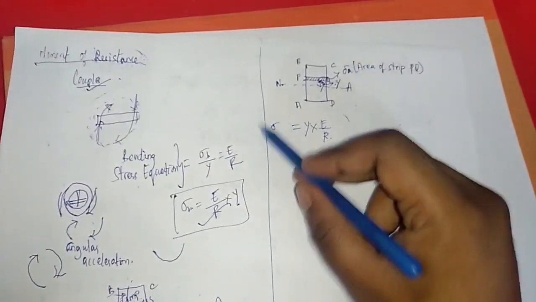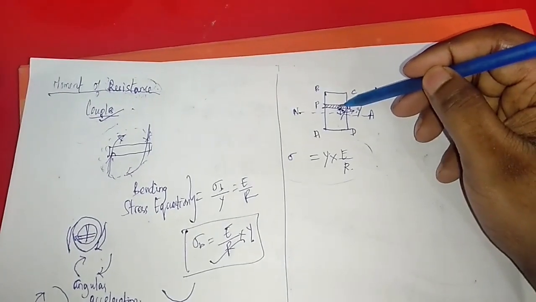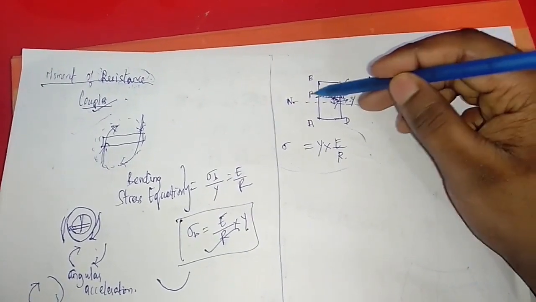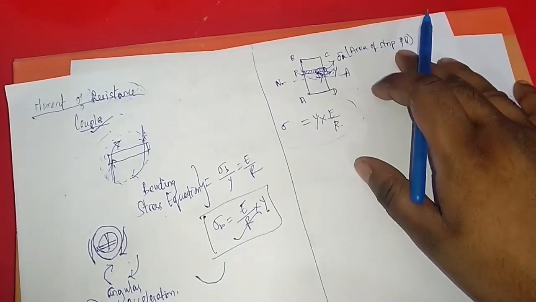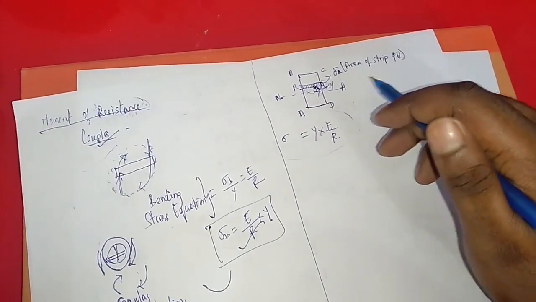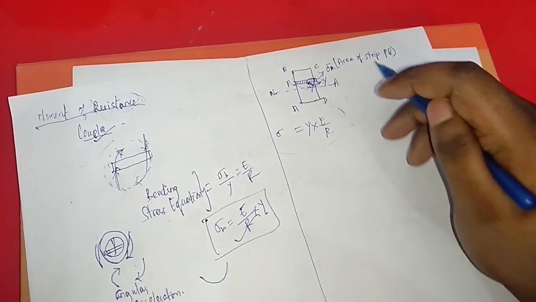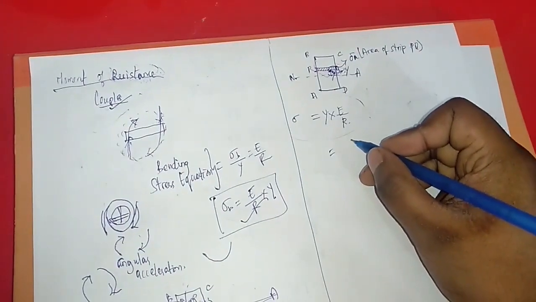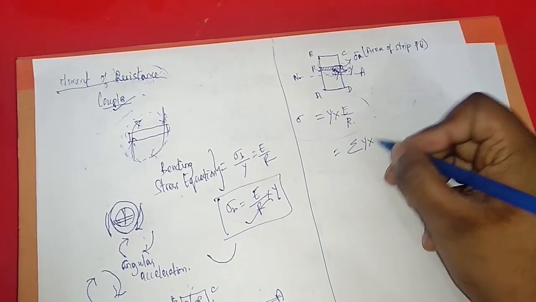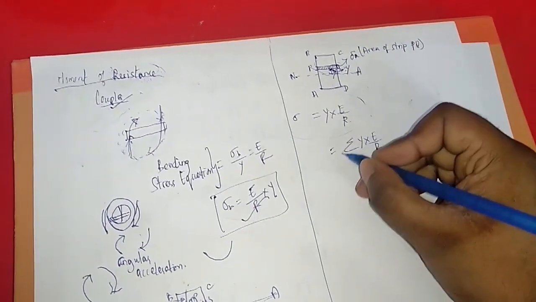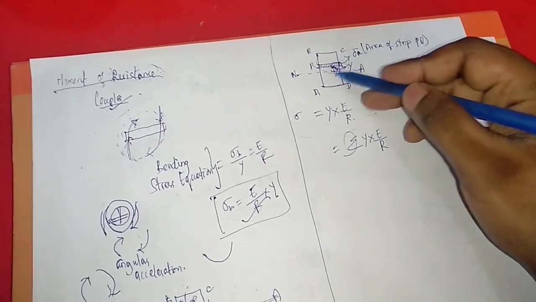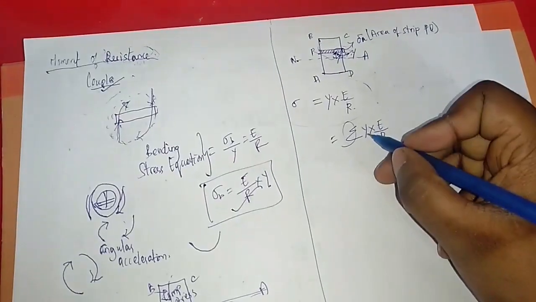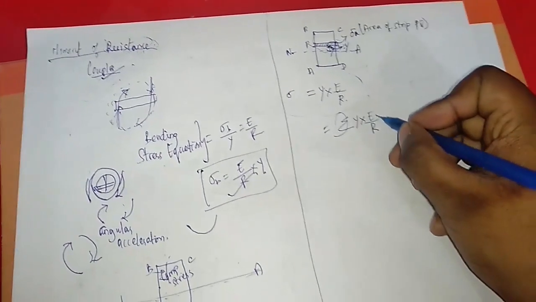So this is the stress of bending. Now for this particular strip PQ, we are going to find the total stress. Total stress is nothing but the summation of y into E by R. For the total stress of PQ, we are going to take the summation of y into E by R into, for the strip, the area of the strip.